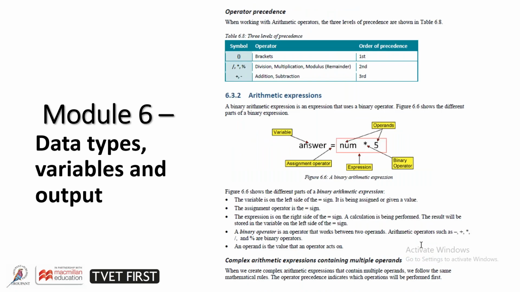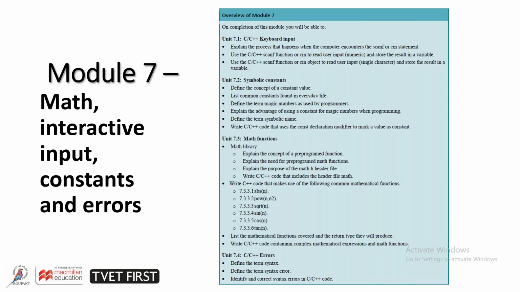Okay, so before we go into examples, we cover operations. As you can see, again, everything is annotated to help you to unpack to the student how the operations work, the order of precedence as well, how it is going to work in C++. Okay, and in module 7, then we're dealing with keyboard inputs. We'll also be dealing with constants, dealing with math functions, and also dealing with errors. Okay, move forward to the next slide.